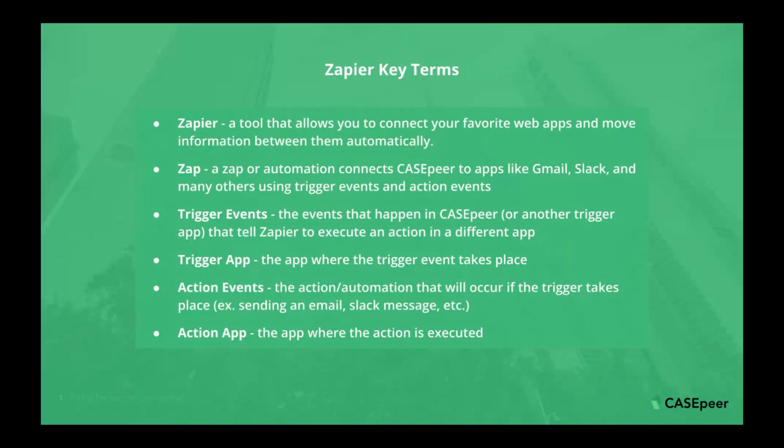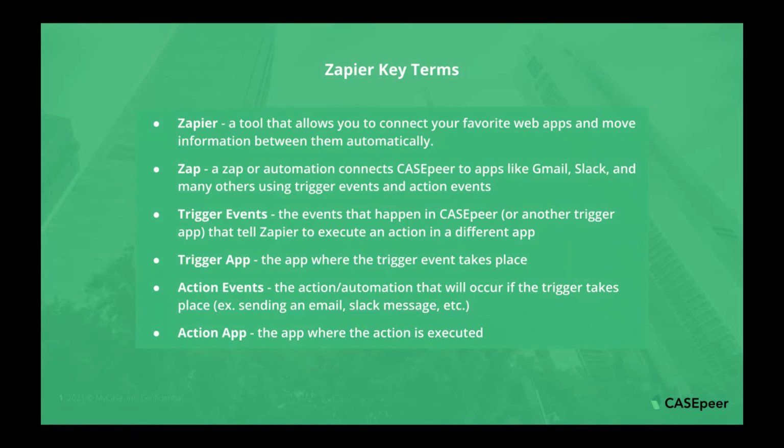And you can do that by building a Zap. Now, a Zap or an automation is what connects CASEpeer to the other apps like Gmail, Slack, and all of the other apps that Zapier integrates with. And this is done by using trigger events and action events. Now, a trigger event is the event that needs to happen in CASEpeer or another app, and that tells Zapier to execute an action in a different app, in the action app.